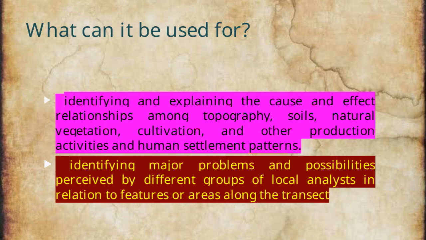We're looking at how topography, soils, natural vegetation, cultivation, and other activities influence each other and shape where people settle and how they develop the land. By analyzing these cause-and-effect relationships, we can better grasp why certain patterns emerge in different areas. We also want to identify the major problems and opportunities that different local groups see along the transect. Different communities might perceive issues differently depending on their experiences and needs, so understanding these perspectives is crucial.